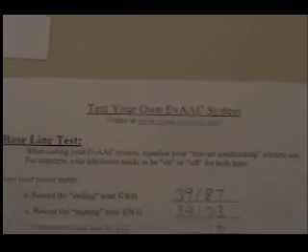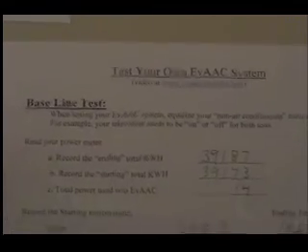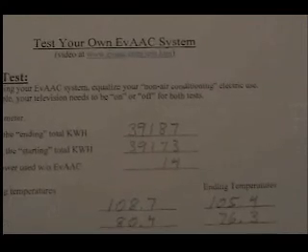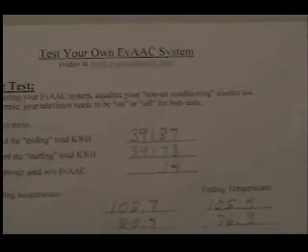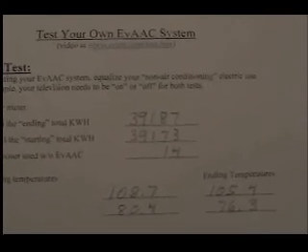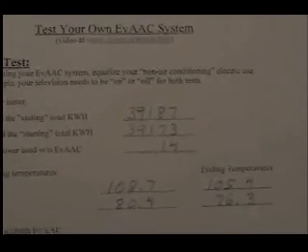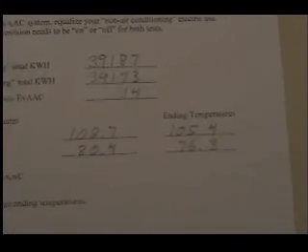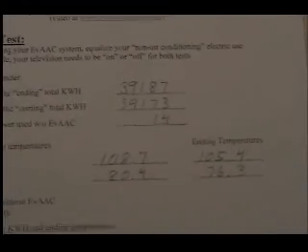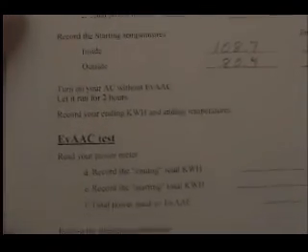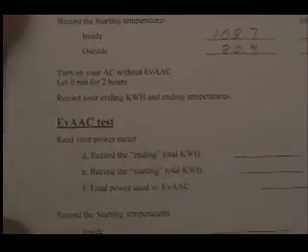So here's the summary from our baseline test. We had a starting kilowatt reading of 39,173, an ending kilowatt of 39,187. So that means we used 14 kilowatts to cool the house from 80 degrees down to 76 degrees. So we used 14 kilowatts to cool the house 4 degrees. Now we're running the evac test and we'll see what those results are.